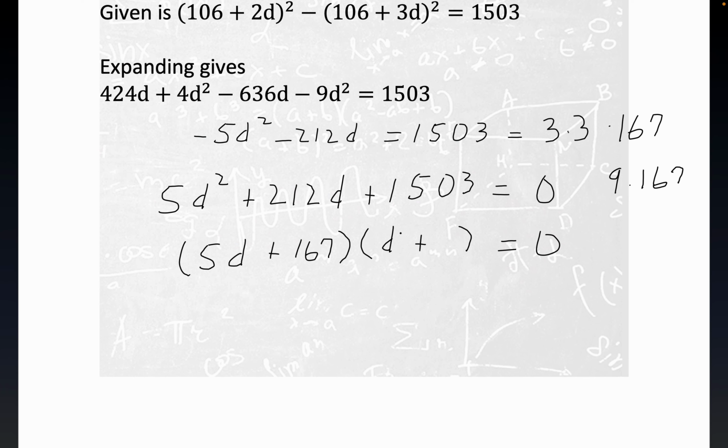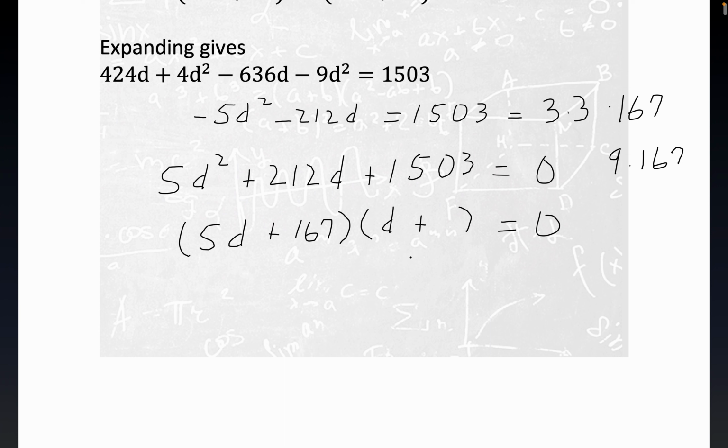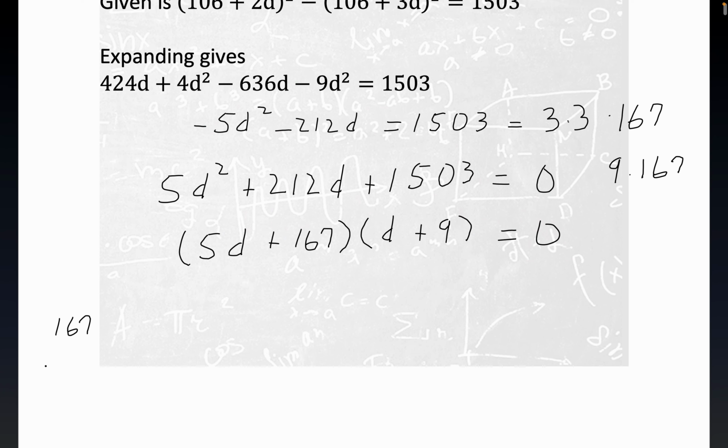Because it would combine with the d to give you 167d. And if you place the 9 here, 9 times 5 is 45, right? So 167 plus 45 is the 212 that we're looking for in the middle, right? And again, folks, trial and error. Again, you could have completed the square or tried the quadratic formula.